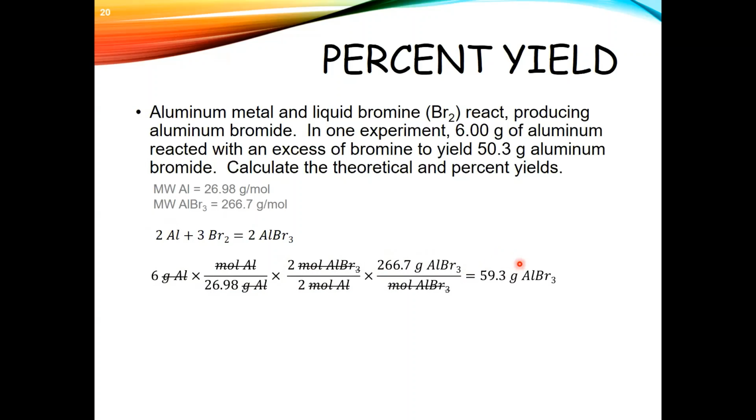From that calculation, we find that theoretically we should have made 59.3 grams of aluminum bromide, but that's not what we got. So this is our theoretical yield. Our actual yield was 50.3 grams. So then our percent yield: we're going to take our actual value of 50.3, divide by our theoretical value of 59.3, multiply by 100%, and find that we got 84.8% yield.